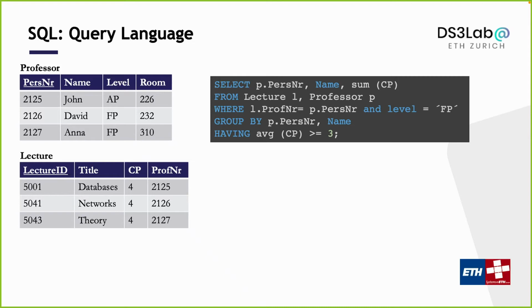So essentially, this gives you all the professors whose level is LP, who teach on average 3 credit points, and I'm going to return the total amount of credit points that professor is teaching. This is what this SQL query is trying to tell you. Make sense? Any questions? No? Okay. Question online? No?